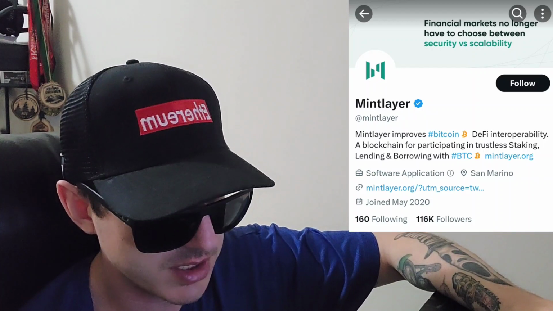Token price today is about 9 cents per token. Fully diluted market cap right now is $37,640,000. 18 decimal places on this token and a max total supply of 400 million tokens. So Mintlayer is a long-term secure solution for scaling and accelerating the future of decentralized finance.